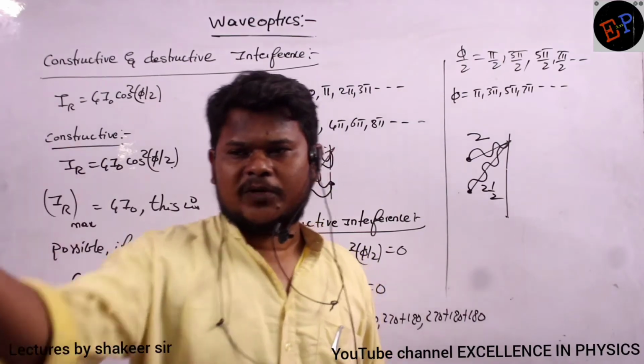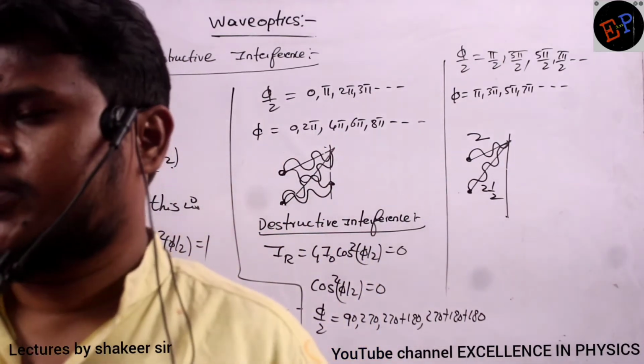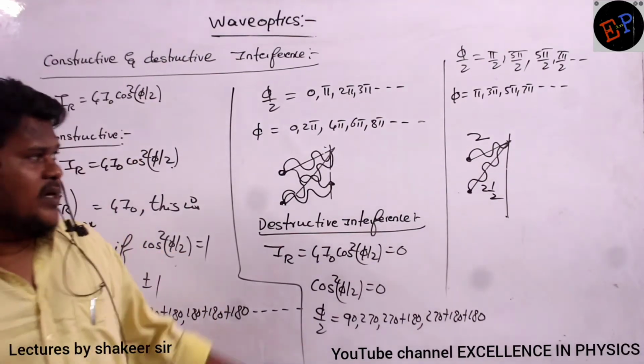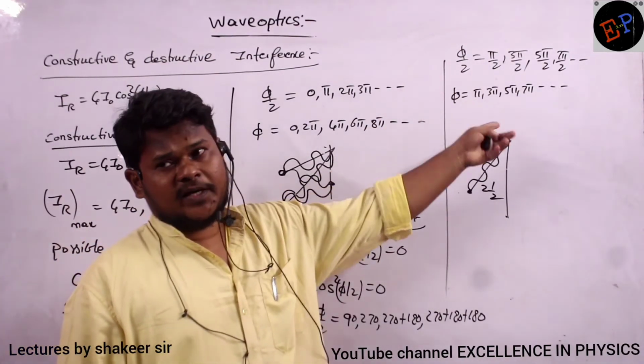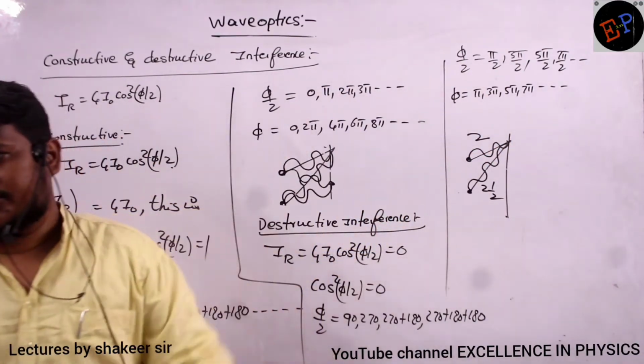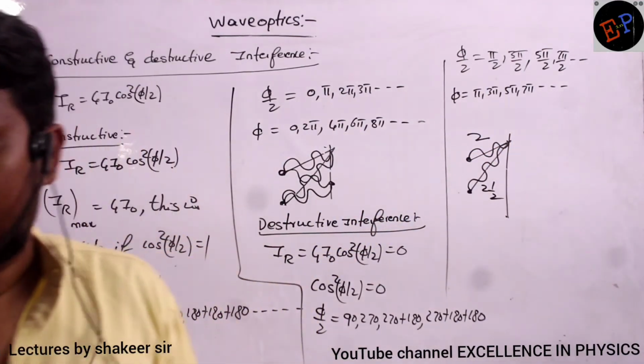Therefore crest superposes on trough. Phase difference will be pi. 180 means pi. So wherever you see multiples of pi, 3 pi, 5 pi, 7 pi, then you will see destructive interference. That's it. Are you able to understand?